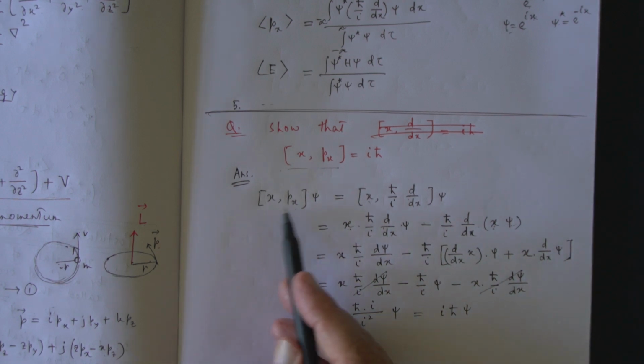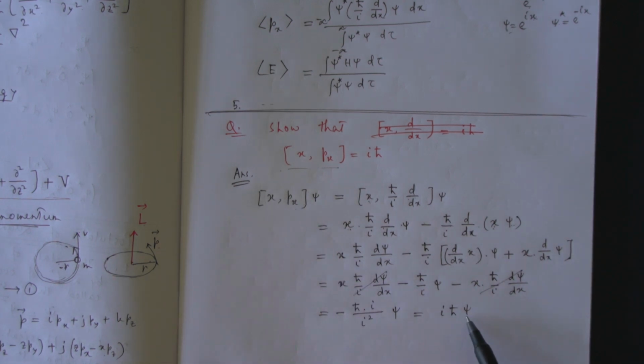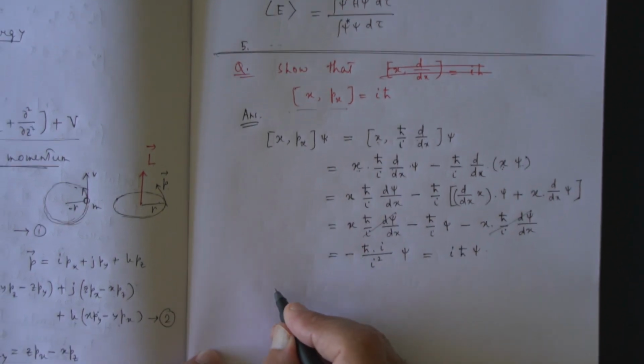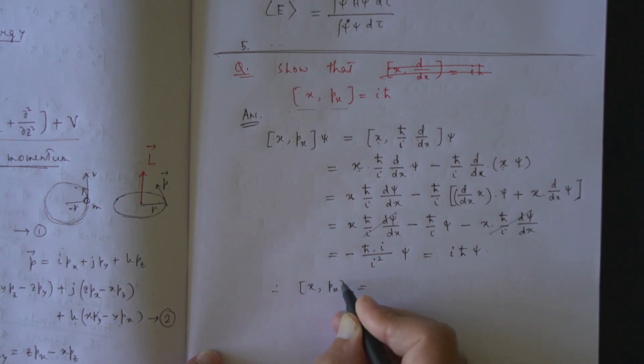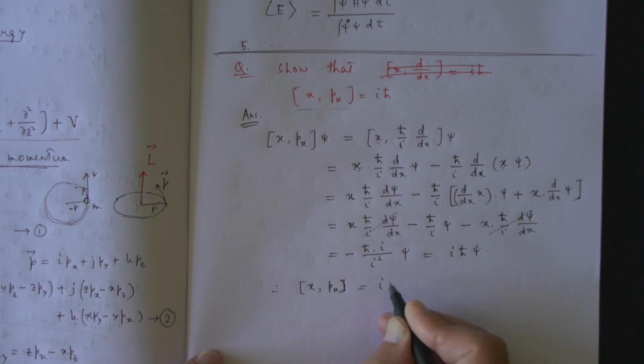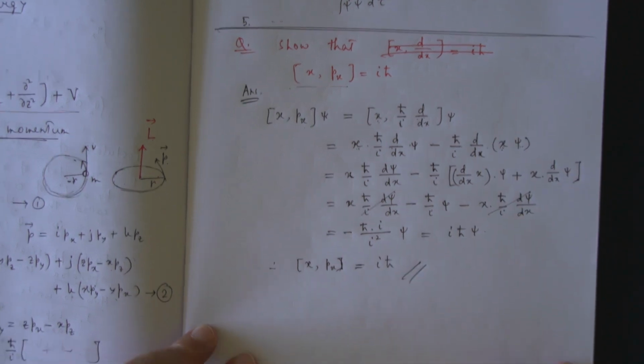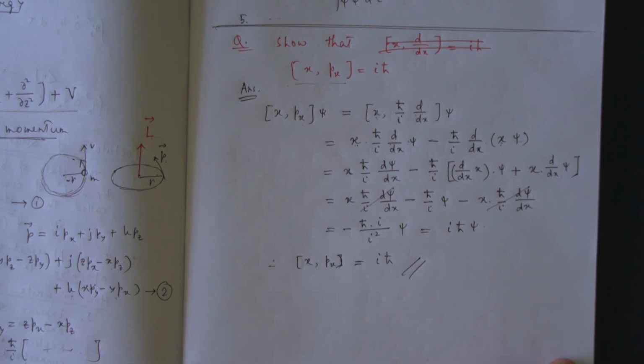Okay, so this is equal to this, so x px minus px x must be equal to i h bar. So we can prove like this. Okay, we can prove like this.